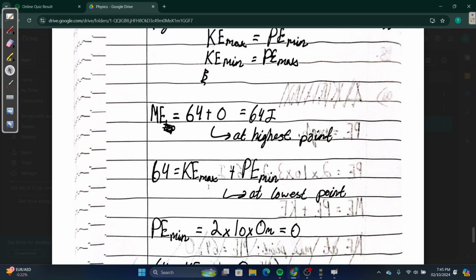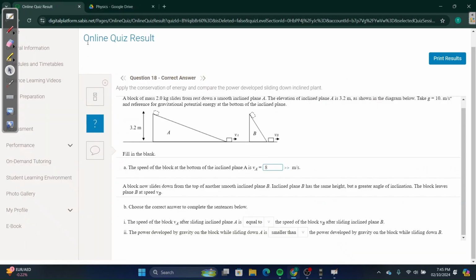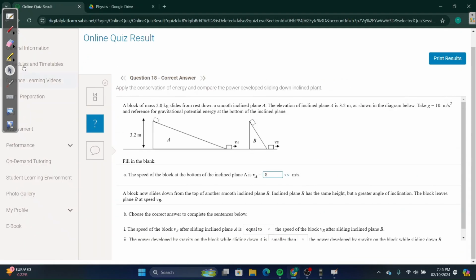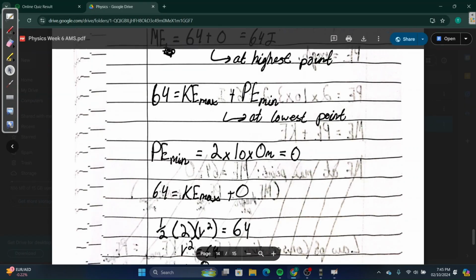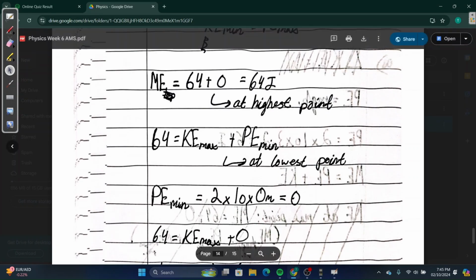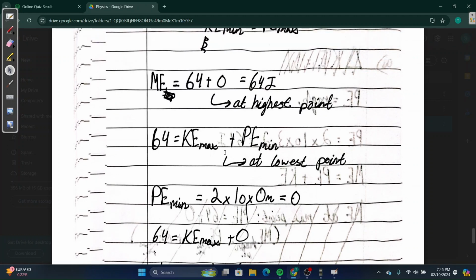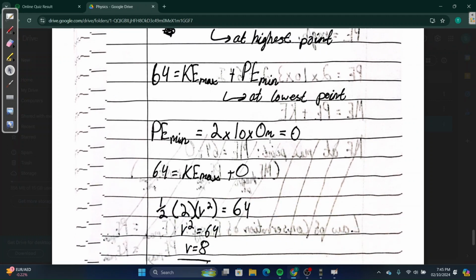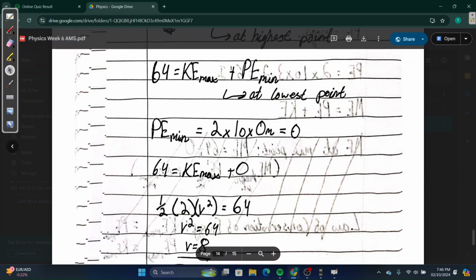Okay. And now 64, because the mechanical energy is always conserved. 64 equals the kinetic energy at the maximum point plus the potential energy at the minimum point. Now you can see that they told you the reference is at the bottom of the inclined plane. That's our gravitational potential energy reference. That means the minimum is 0 because it's at the bottom. Our reference is always 0. So it's gonna be the maximum kinetic energy plus 0, which equals 64. As you can see, potential energy minimum is 0 meters times 0. So the kinetic energy maximum at the lowest point is equal to 64.